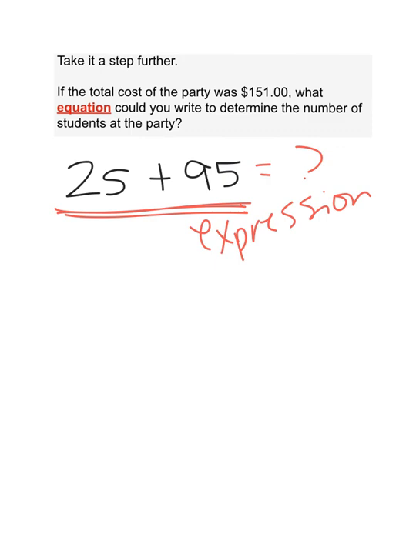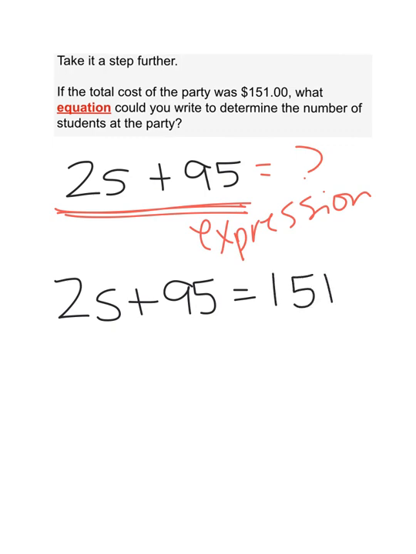We're taking it a step further and turning this into an equation now. So now I can rewrite this as 2s plus 95, and we now know the total cost of the party in this situation. The total cost of the party is $151. So I can rewrite this now as an equation by writing 2s plus 95 equals 151. And this is going to help me figure out, so how many students did come to this party? Okay, so my goal here is to isolate this s and figure out s equals what.